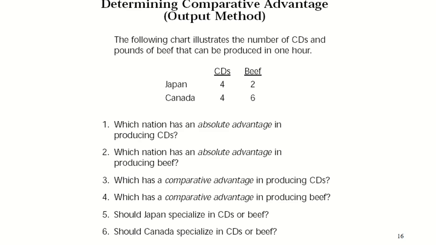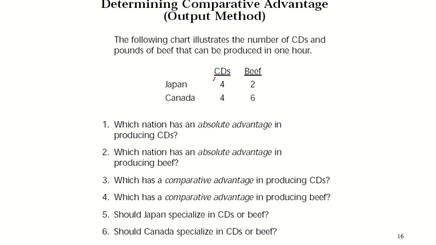Okay, and welcome back. We're going to look at some practice over what we just did in our last lecture, and let's take a look at that. So we're going to determine comparative advantage using the output method, looking at Japan and Canada, and we're going to do the same thing that we did in our last lecture.